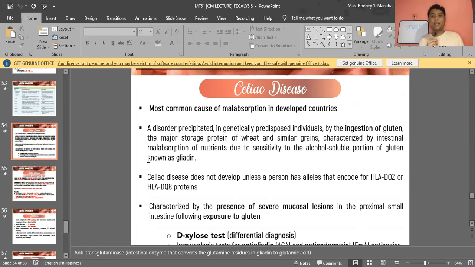So that's why gluten-free foods are important, alright? Because again, there are people that are sensitive to these types of food. In gluten, there is an alcohol-soluble portion known as gliadin, and this gliadin elicits an immune response for genetically predisposed individuals, because they cannot digest gliadin, okay?